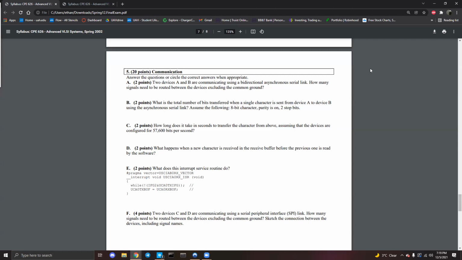C. How long does it take in seconds to transfer the character from above, assuming the devices are configured for 57,600 bits per second? So what do you divide by? You divide 12, you take 12 and divide it by your bits per second value, which will spit out 0.208 milliseconds. I'll tell you this, if you divide 57,000 by 12, that isn't going to spit out the right number. So think about it that way.